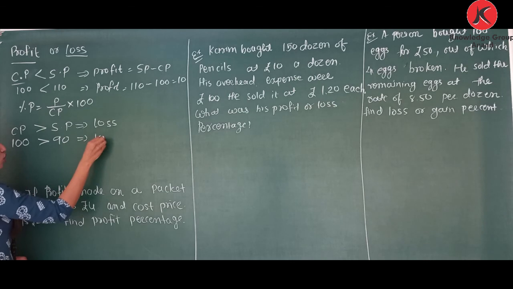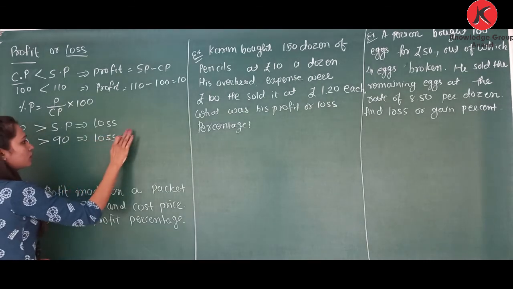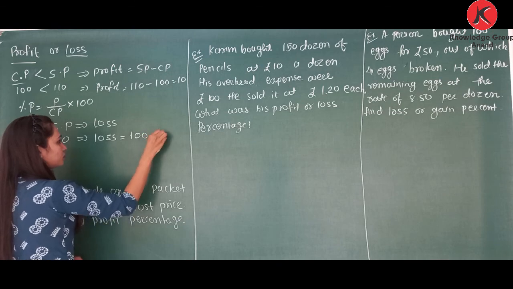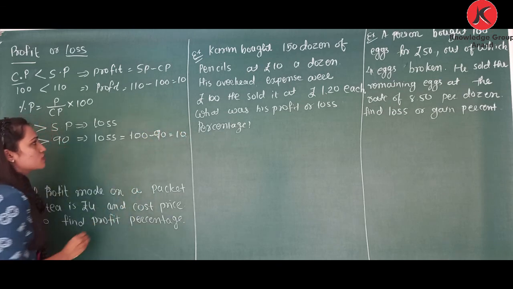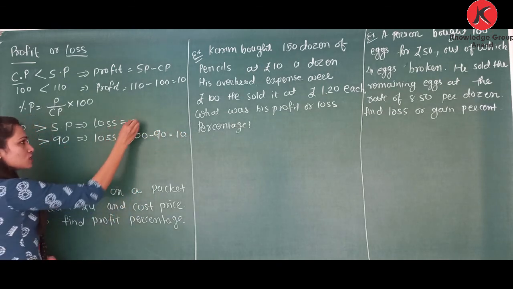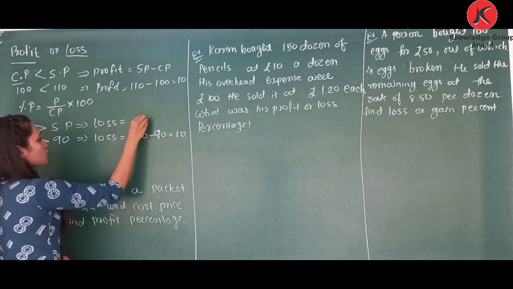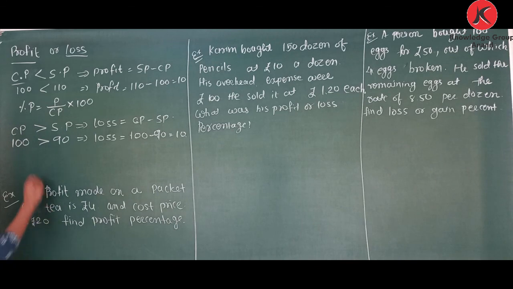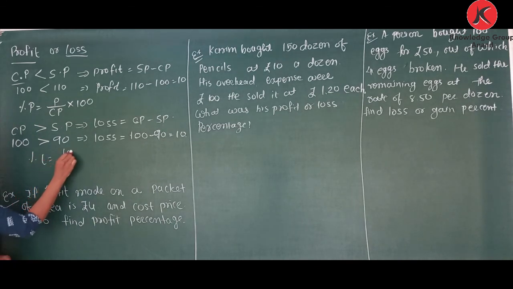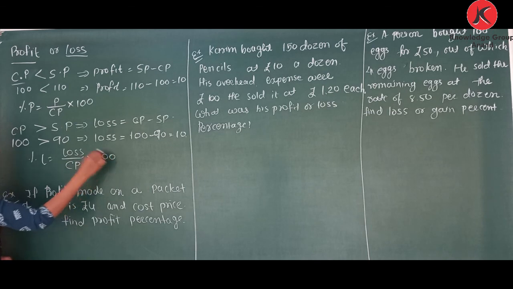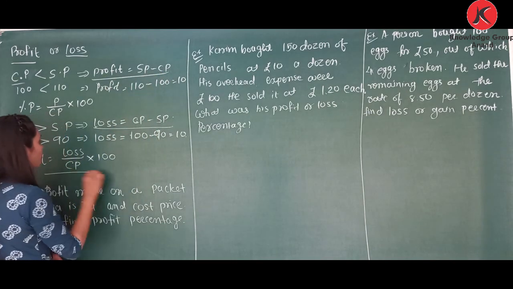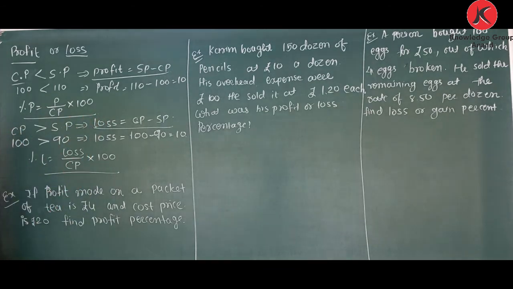So we have a loss of 100 minus 90, that is 10 rupees. So the equation for a loss is cost price minus selling price. And the equation for percentage loss is loss divided by CP multiplied by 100. You need to remember these 4 equations for profit or loss.